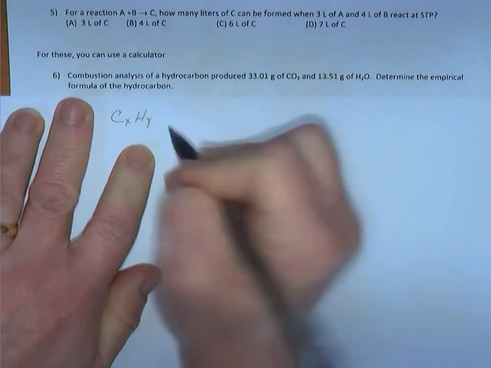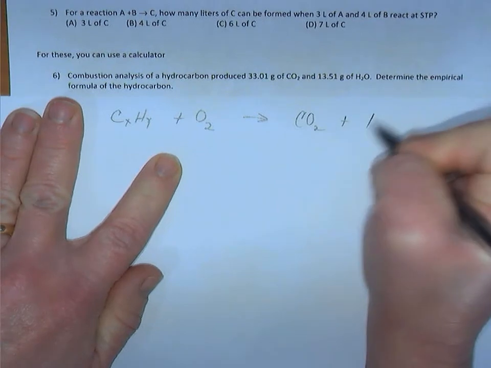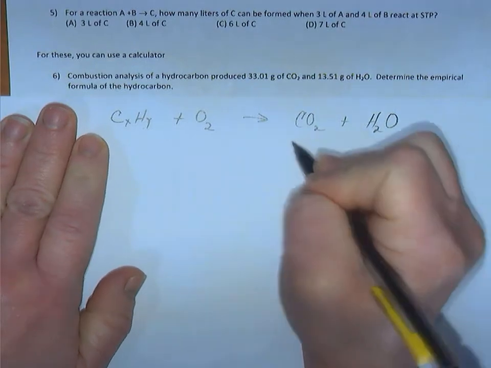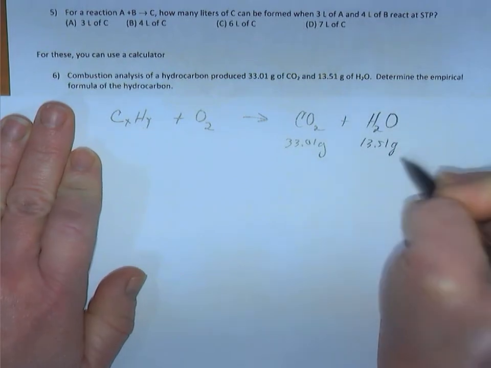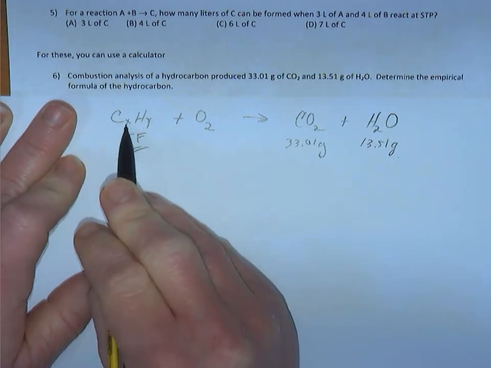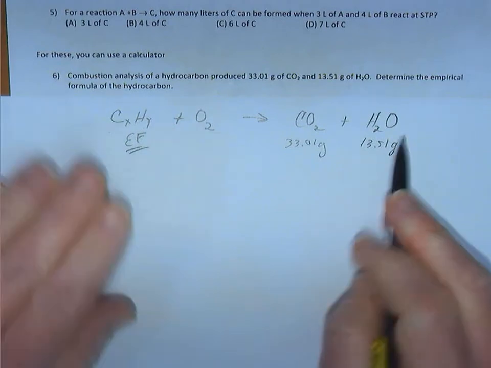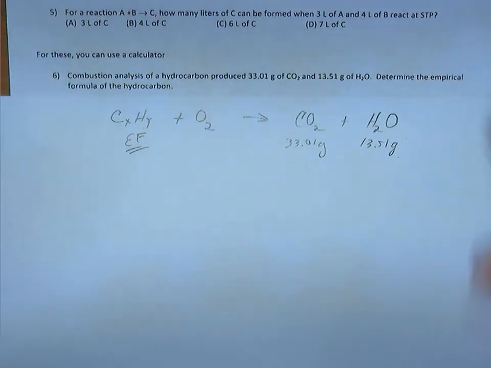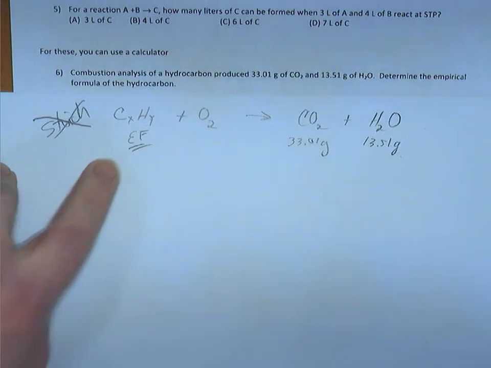Combustion analysis. So we know combustion, we are burning this, and theoretically, we should just get carbon dioxide and water. Okay, combustion of this produces 33.01 grams of CO2 and 13.51 grams of water. Determine the empirical formula. We are not given the formula of this, so we cannot balance this equation. We do not know the coefficients that will be needed to balance and respect the law of conservation of mass, so this is not a Stoich problem. This is just an empirical formula problem.